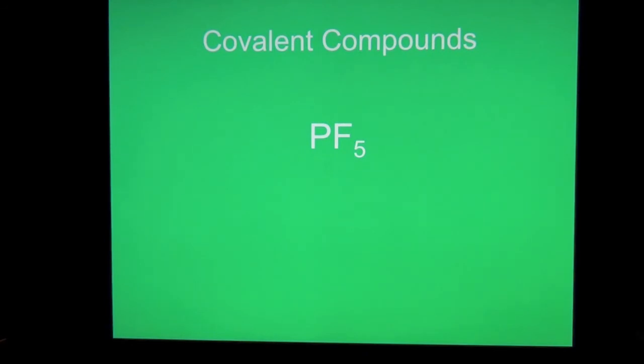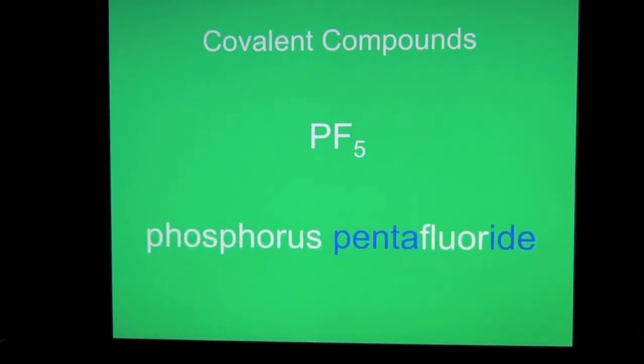Another example, PF5, we would use the prefix penta for the fluorine. So you would get to call this phosphorus pentafluoride. PF5, phosphorus pentafluoride. So the rules are actually pretty simple. You get to use prefixes for each of the nonmetals. The second nonmetal gets an "ide" ending.